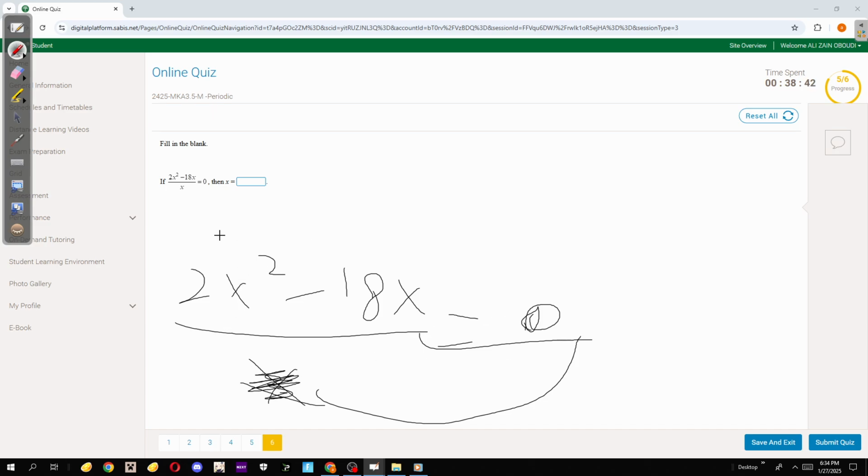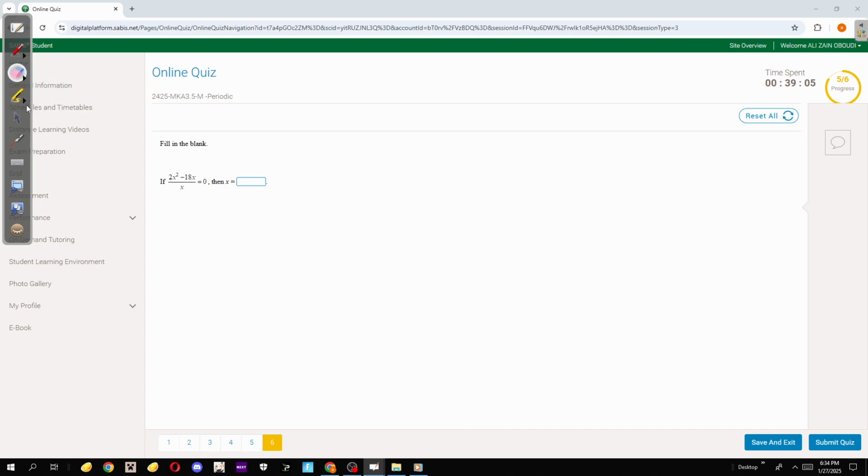You can take out 2x from here. You get x plus 9 equals 0. So what is it equal to? Negative 9. Like we said, if you have something like this, you just put the opposite sign of whatever it is for the answer. So here, x equals negative 9. Submit.